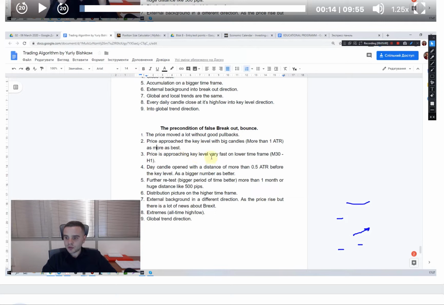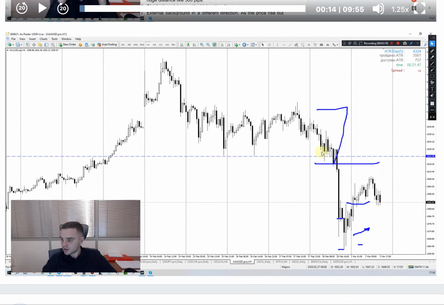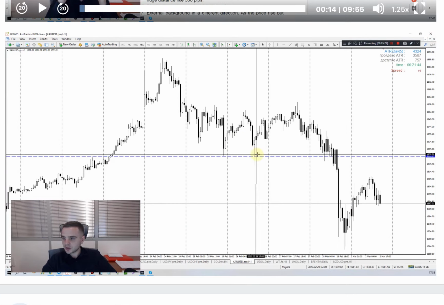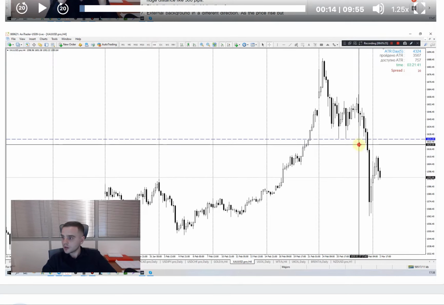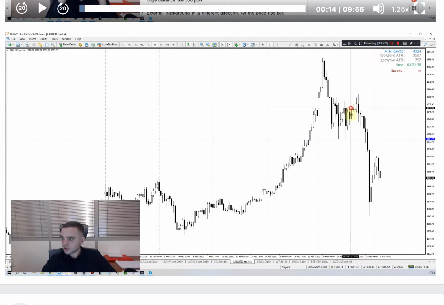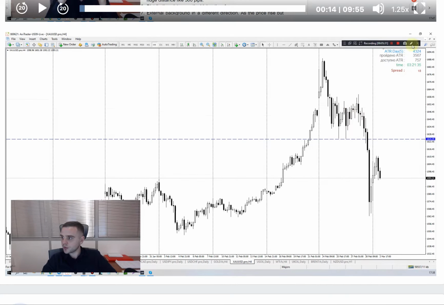Price is approaching the key level very fast on a lower time frame, on M30. This is when price can drop or rise a whole ATR in a 1-hour candle. It is also a powerful picture. That means that someone did it. Example for you here. Take a look at this 4-hour candle. In one 4-hour candle, price dropped 200 pips, 250 pips. And price came to the low of the previous day, and the first reaction was a bounce. That's the power of ATR.